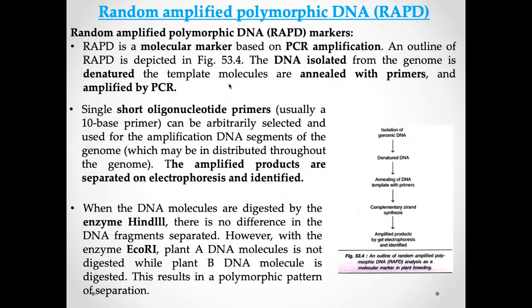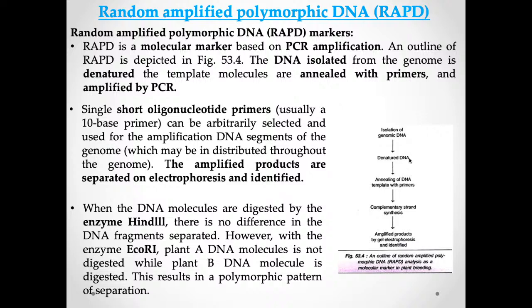So, about random amplified polymorphic DNA, RAPD markers. RAPD are molecular markers based on PCR amplification. An outline of RAPD has been shown here. In this, again, we isolate the genomic DNA. Then we denature this DNA.